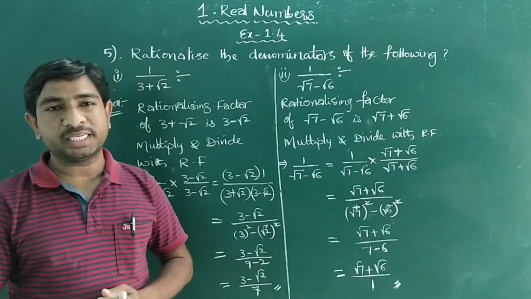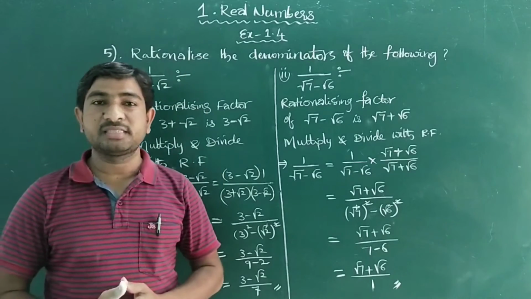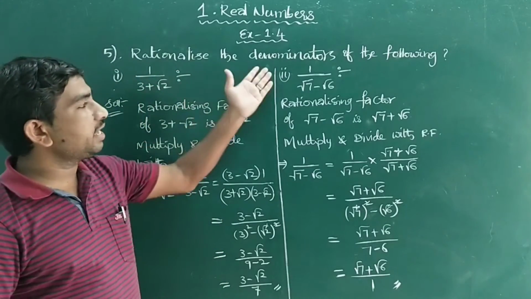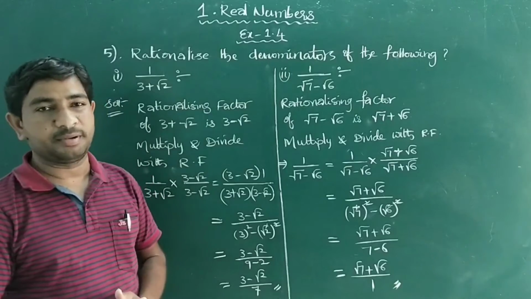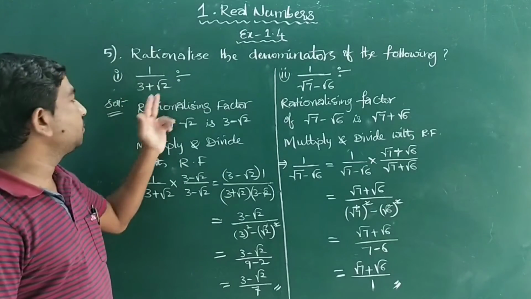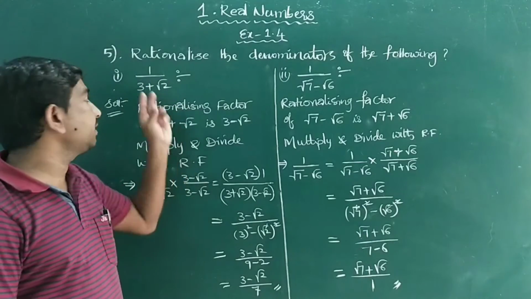Today I am going to explain 9th class first chapter, Real Numbers, exercise 1.4, the fifth problem. Rationalize the denominators of the following problems. So how will it be? The first one is 1 by 3 plus root 2. Here the denominator is 3 plus root 2. We have to rationalize the denominator.